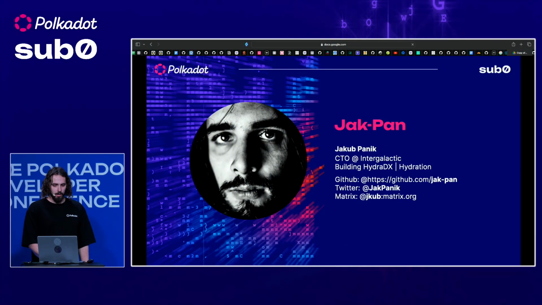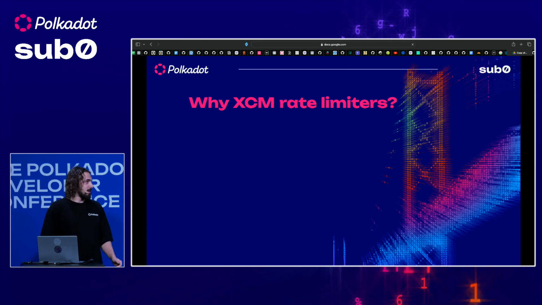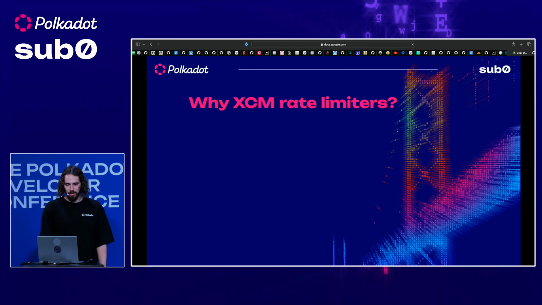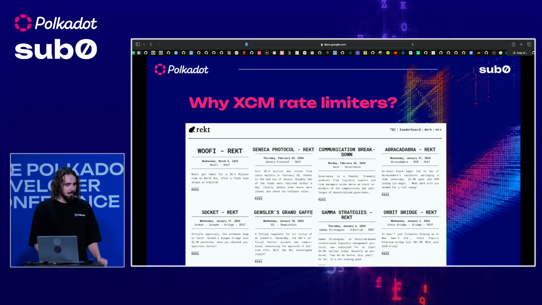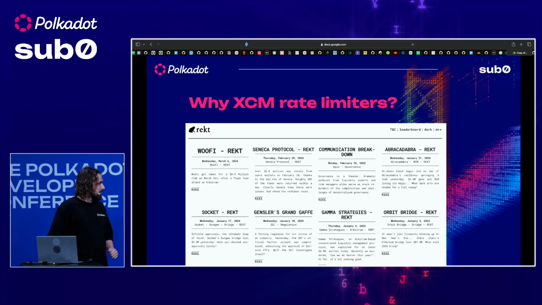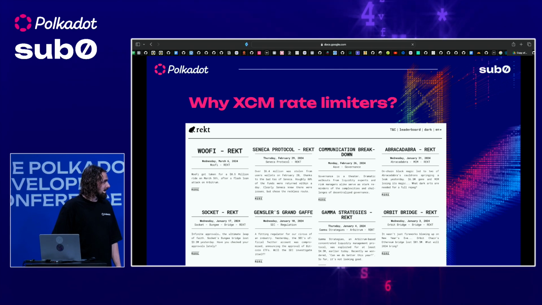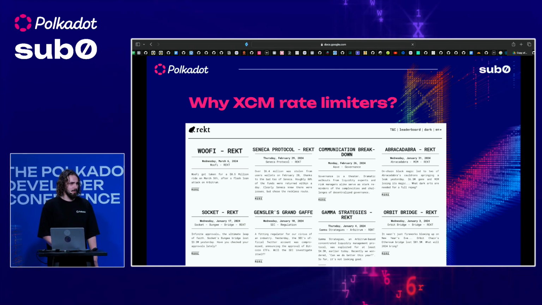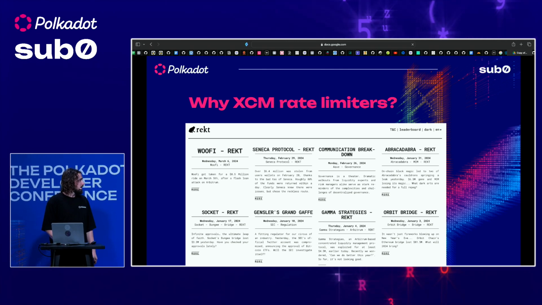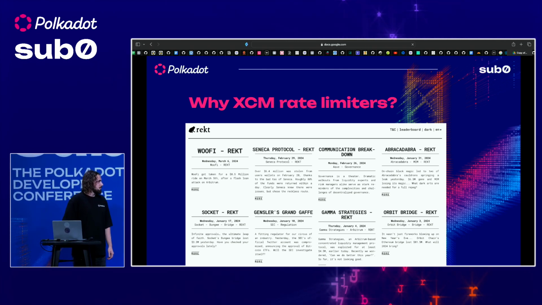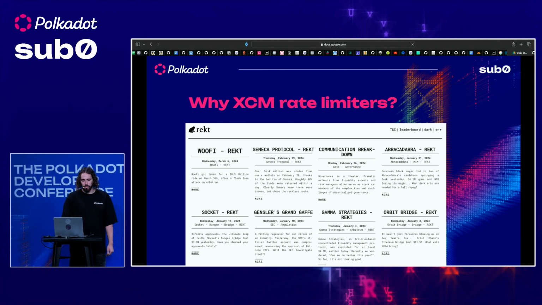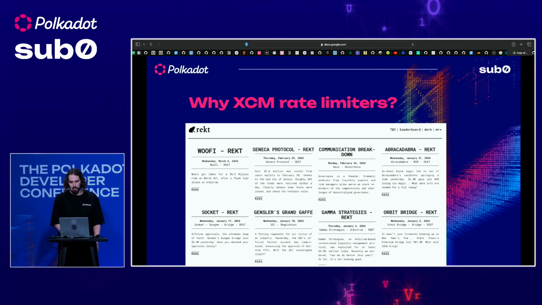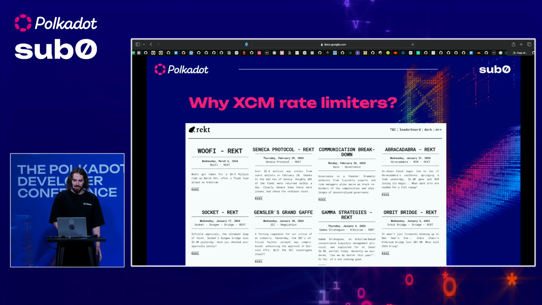And I'm going to answer this question hopefully today. Why XCM rate limiters? We definitely don't want to end up on this page. There are a lot of hacks, bridge hacks, governance takeovers that happened during the past years. And we should all do as much as possible to protect our users from toxic liquidity or being hacked.